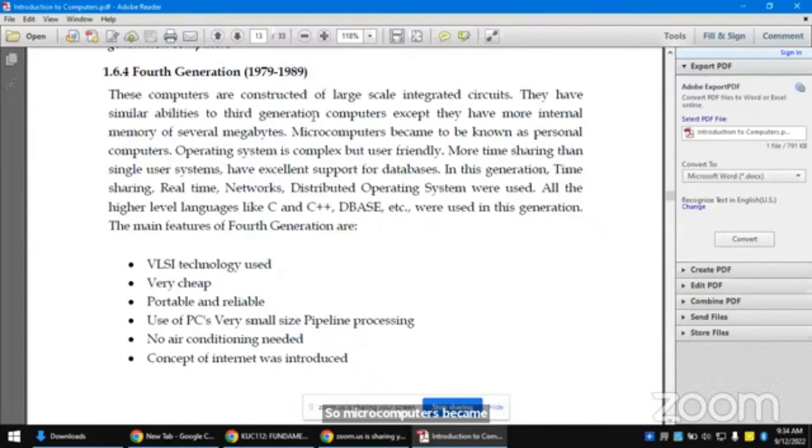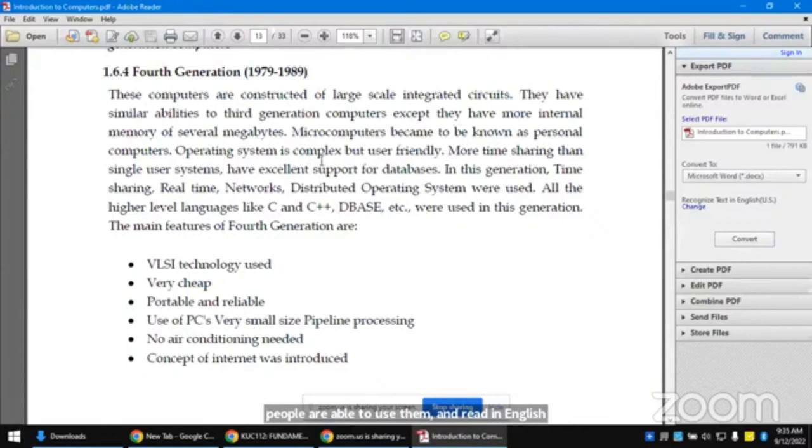Operating systems are complex but user-friendly. So these are more user-friendly. If you compare to the initial ones, the first generation just understood machine language, zeros and ones. But this particular one was user-friendly because of the programming languages and the operating system being used. People were able to use them and read English statements. So it became more user-friendly.